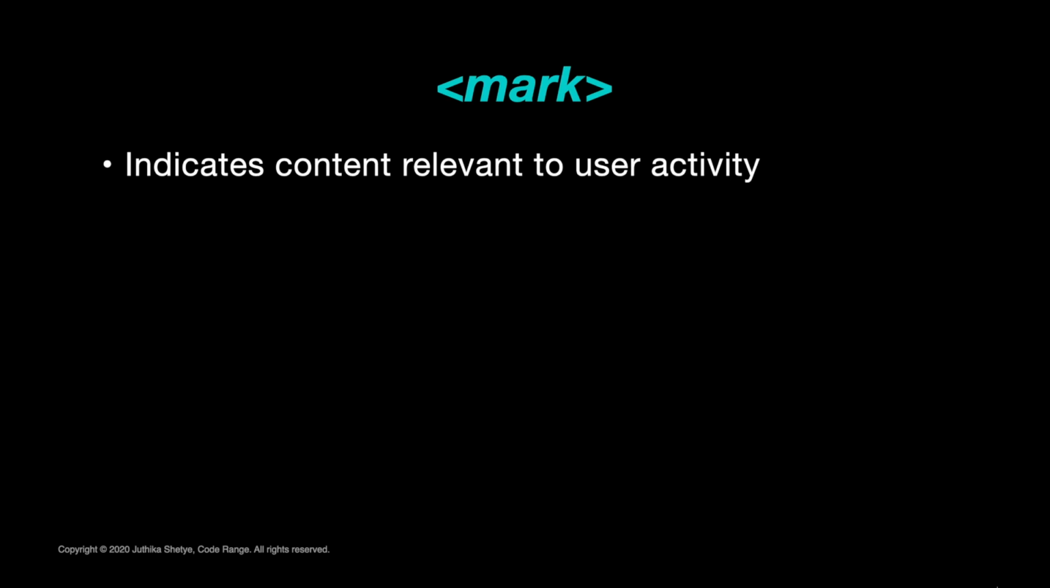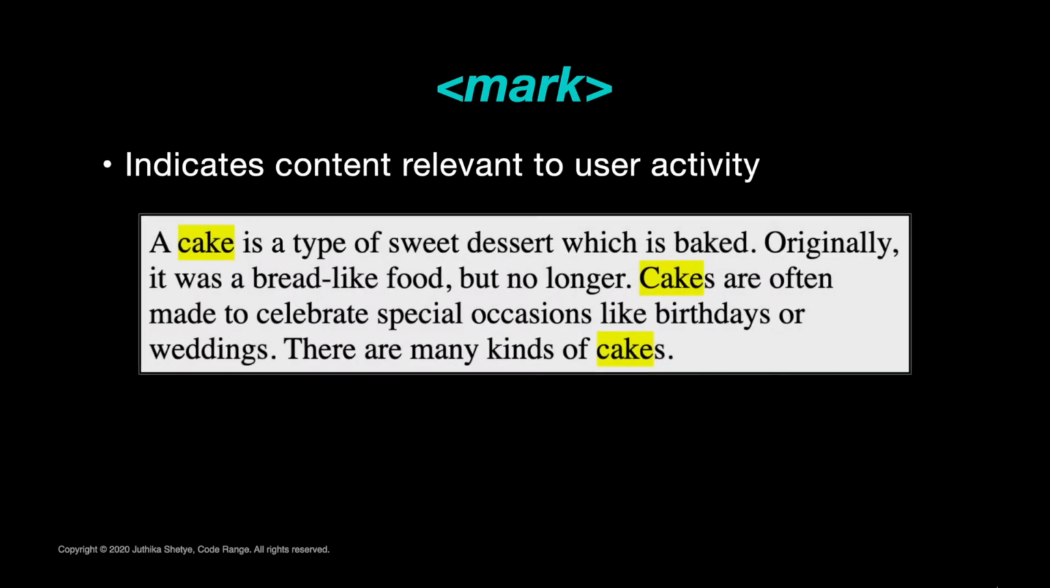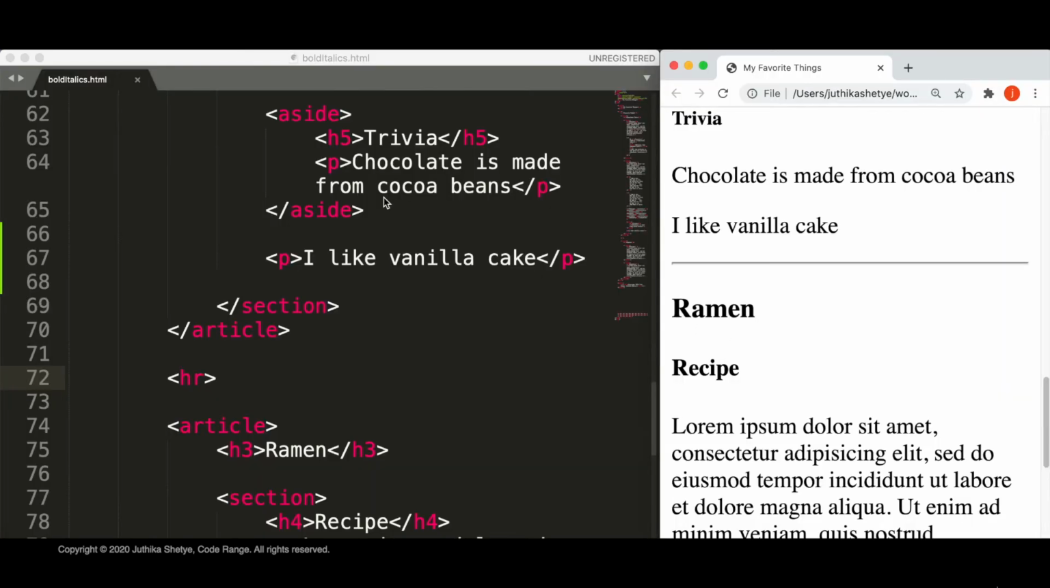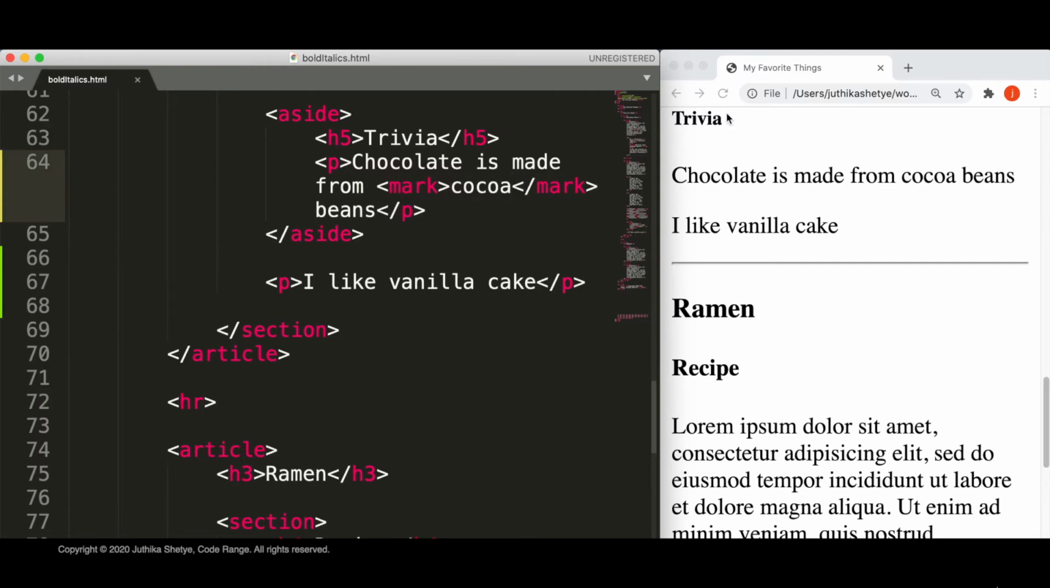Sometimes mark also indicates a portion of the document's content which is likely to be relevant to the user's current activity. For example, if someone searched for the word cake on a website, then the server might return the page with a paragraph modified like this. So, let me wrap the mark element around this word on our page. And in the browser you can see how it got highlighted.